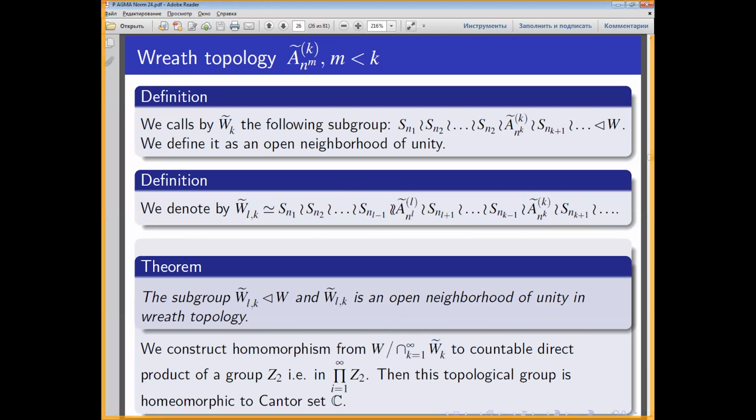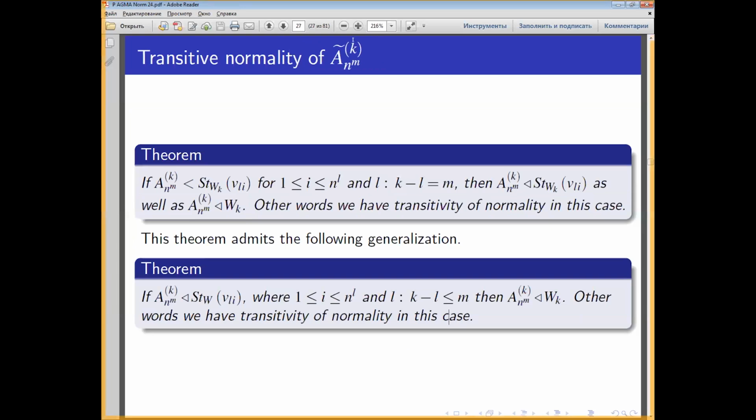If it was a trivial intersection, it would have the disjoint property, but there is no such property. And we consider the subgroups. If A, K, and M is a subgroup of the stabilizer of the L vertex of level number L, then if K minus L equals M, then this subgroup A, K, and M is a normal subgroup of the stabilizer, as well as A, K, and M is normal in WK.